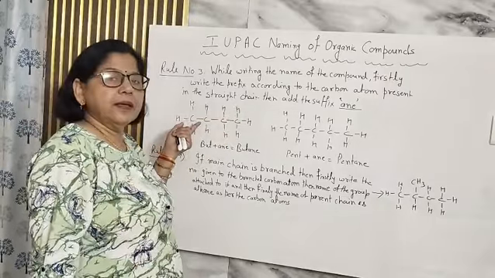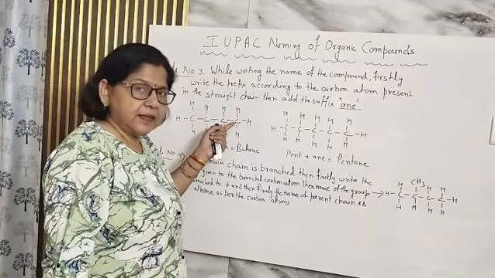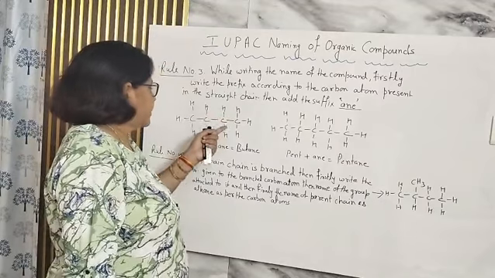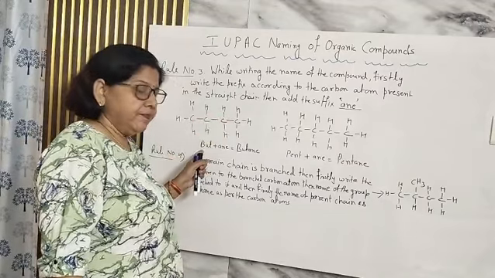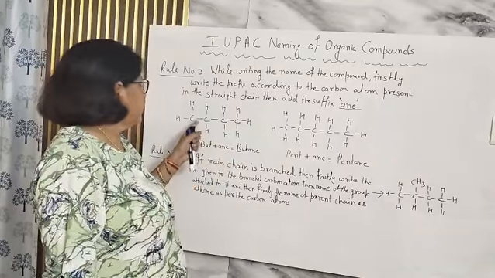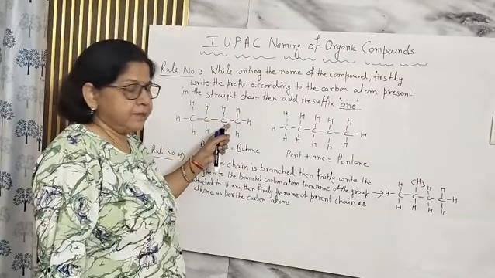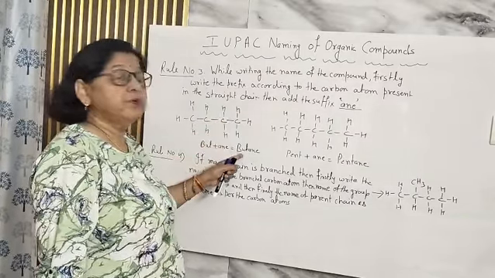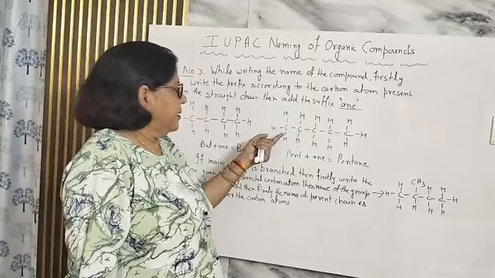So now we will count how many carbons are there. 1, 2, 3, 4. Four carbons are there. When four carbons are there, then the prefix will be what? But. And then the suffix will be ane. Why ane? Because there is a single covalent bond between two carbon atoms. So the name will be butane. Right? See the other example.